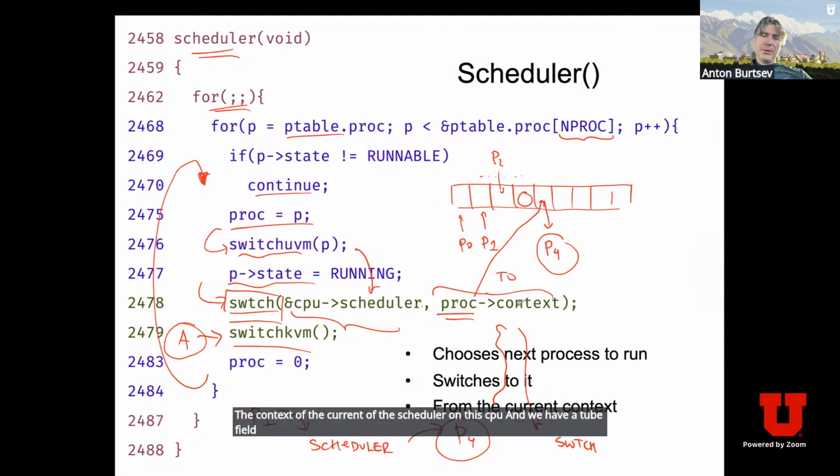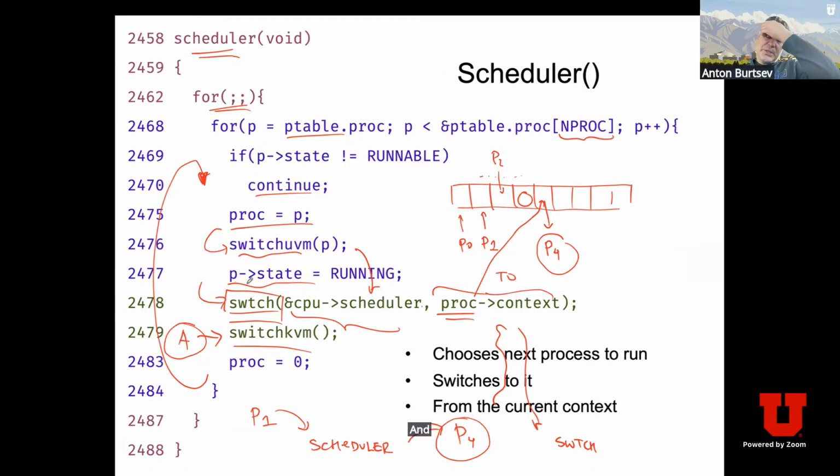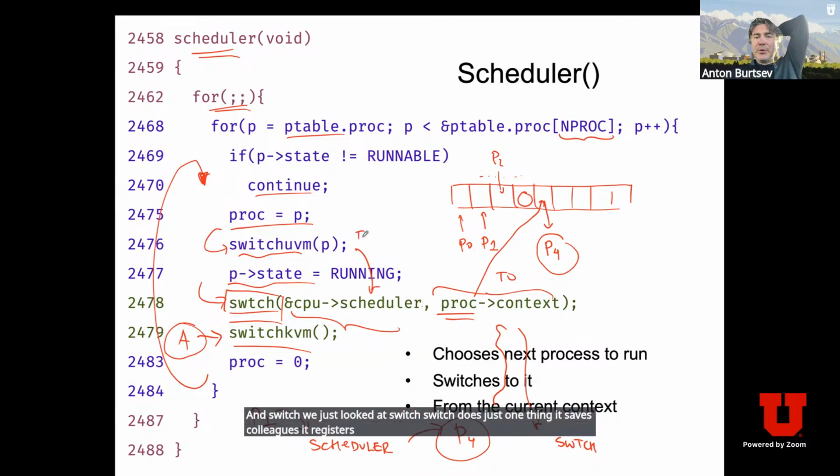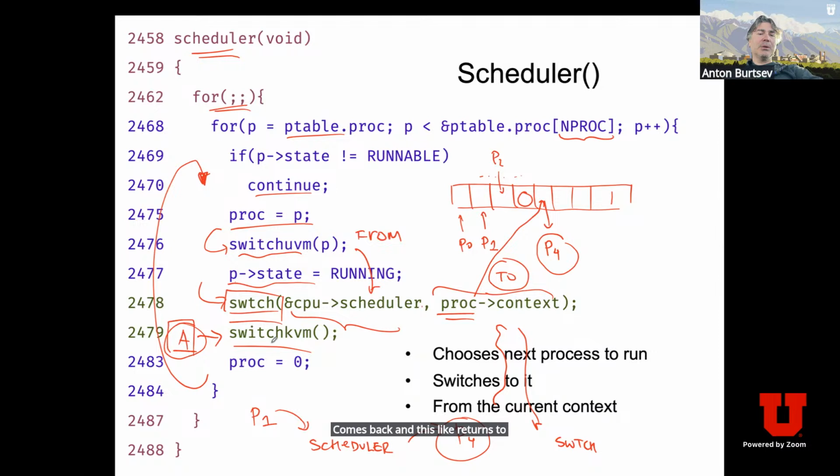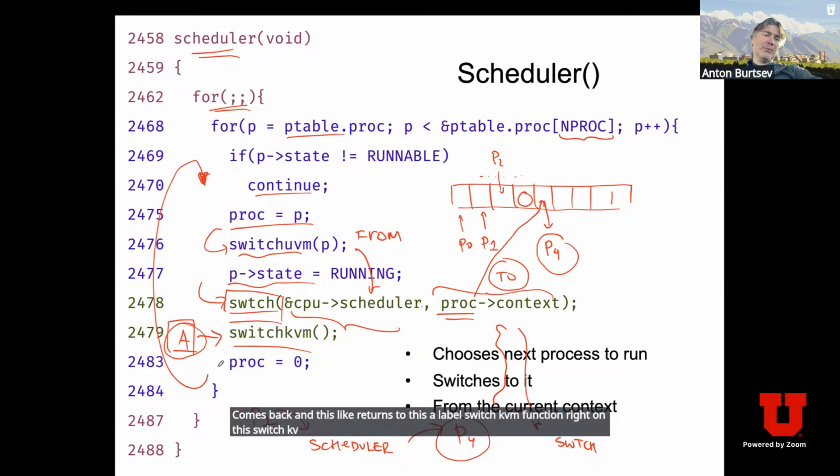So we're switching to this process, right? And we just looked at switch. Switch does just one thing. It saves callee-saved registers, switches the stacks from to to, and then starts restoring from this to stack, restoring the callee-saved registers. Then this other process runs for a while and then comes back, and this returns to this label A, the switch KVM function. This switch KVM executes, and then we go to the next iteration of the loop, right?